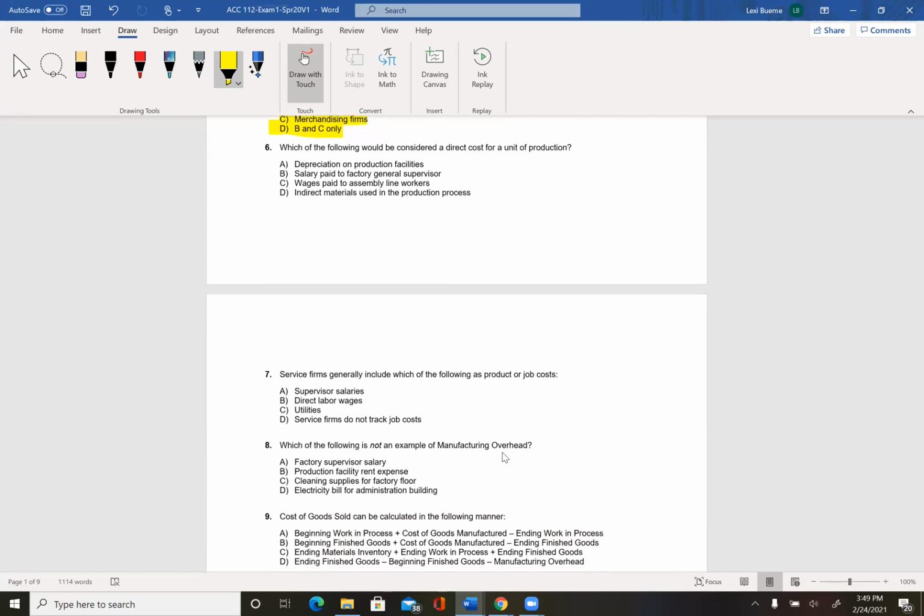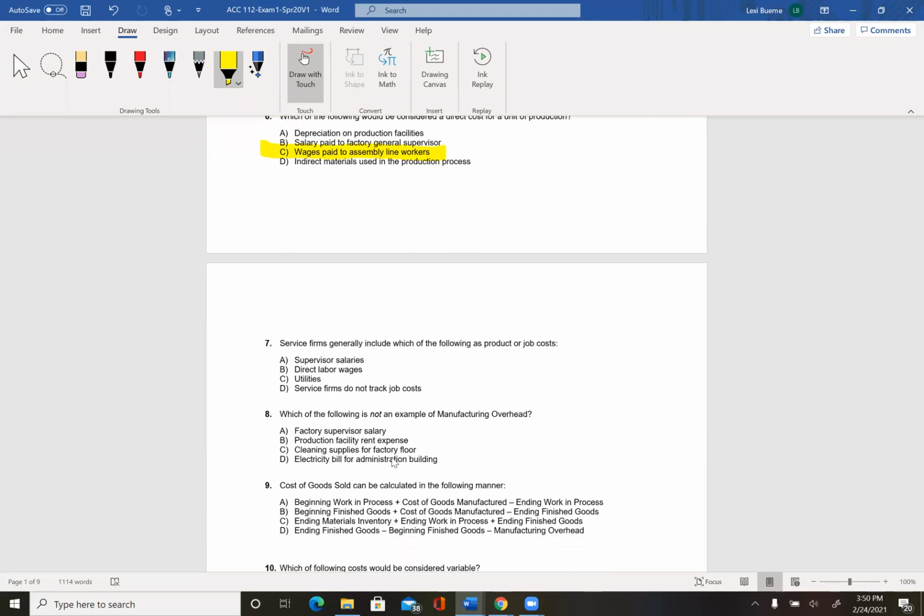So for 6, which of the following is considered a direct cost for a unit of production? That is going to be C. Your direct cost is going to be the wages paid to assembly line workers. The rest are indirect, like for B. The reason why it's C and not B is because a supervisor is going to be indirect, versus these are just assembly line workers. So since they're actually the workers, they're going to be the direct cost.